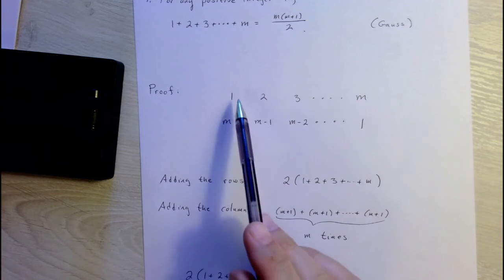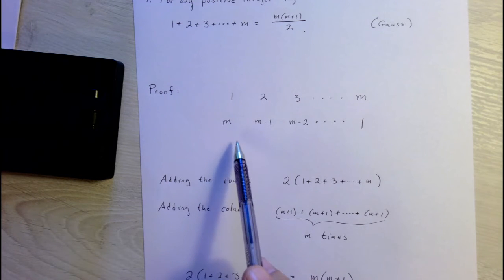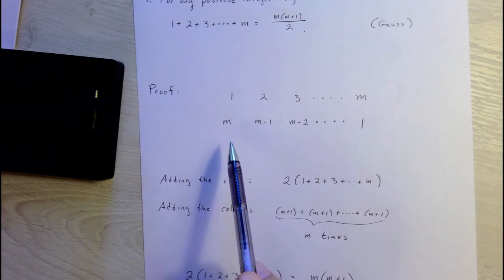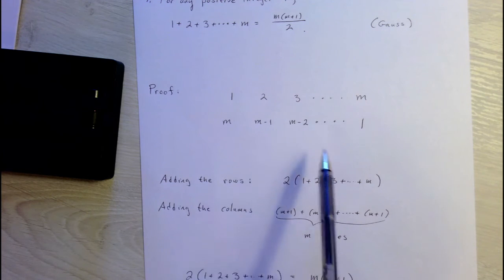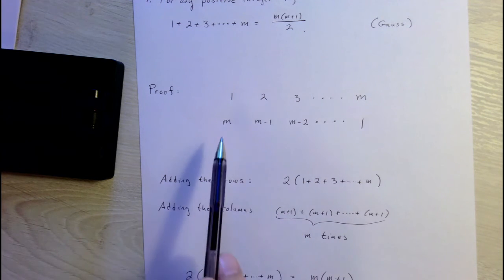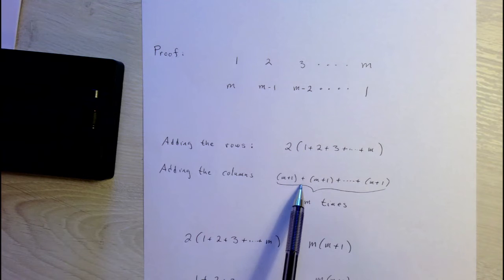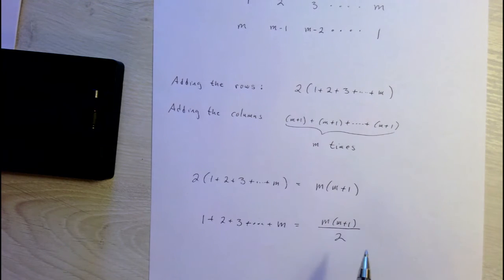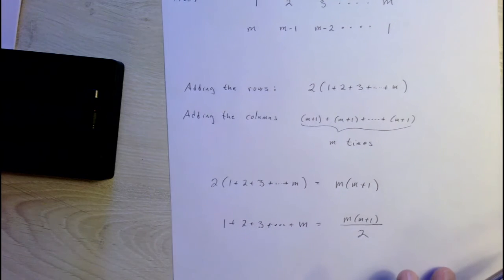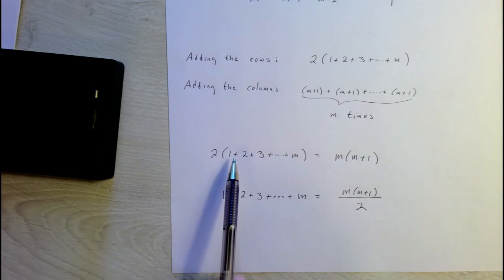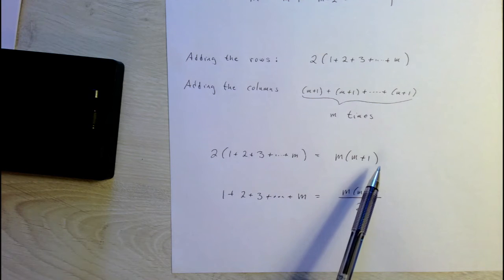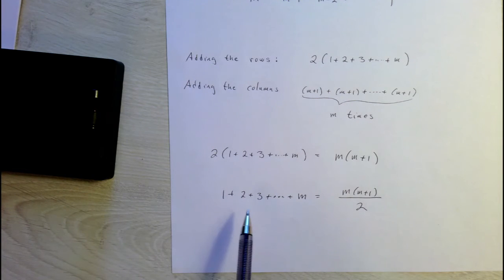But if you add up the columns, you'll see that the sum of each column is m plus 1. Right? 1 plus m is m plus 1. 2 plus m minus 1 is m plus 1, and so on. And there are m columns, so if you add up all the columns, you get m plus 1 added to itself m times. In other words, you get m times m plus 1. So you have 2 times the sum that we're looking for equals m times m plus 1. Then we can divide both sides by 2, and we get this sum is indeed m times m plus 1 divided by 2.